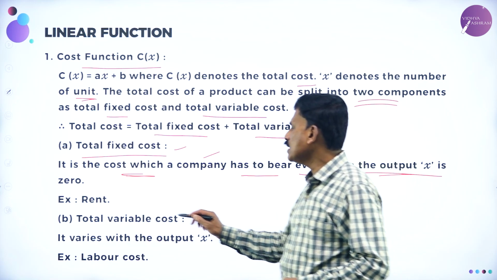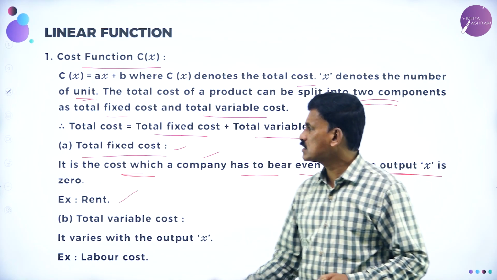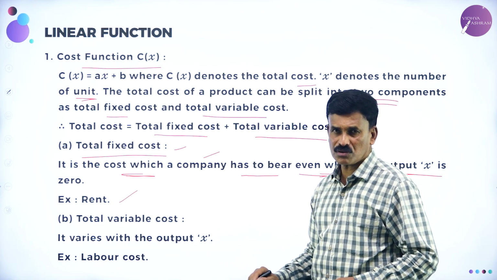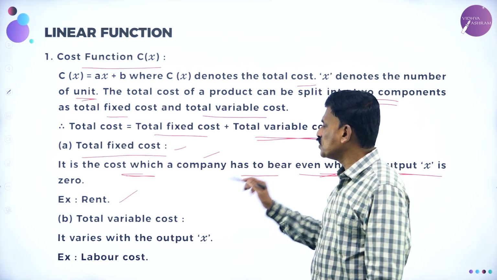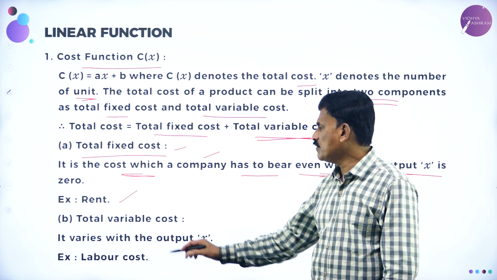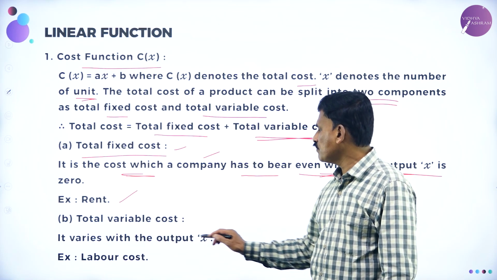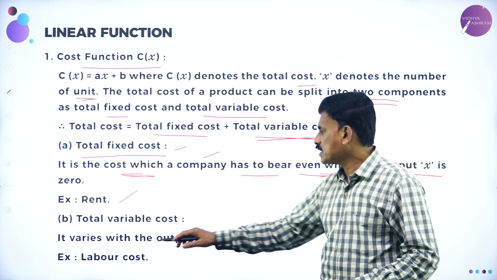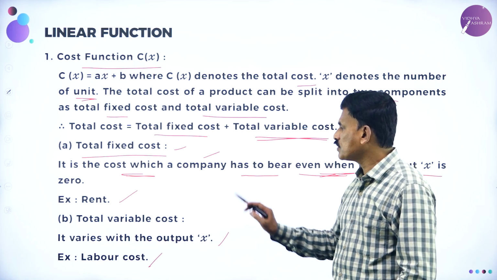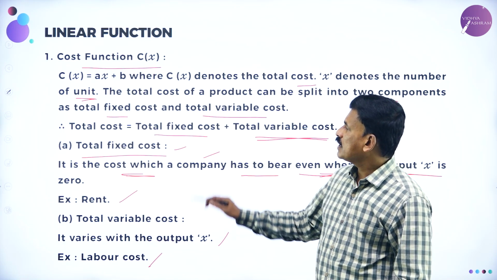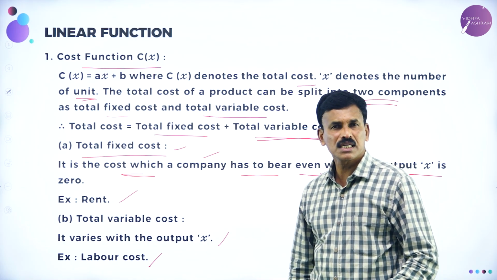For example, rent. Rent is the best example for a total fixed cost. Now, the total variable cost. What is meant by total variable cost? Total variable cost means it varies with the output x. For example, labor cost. Labor cost is an example of a total variable cost, and total fixed cost is rent.